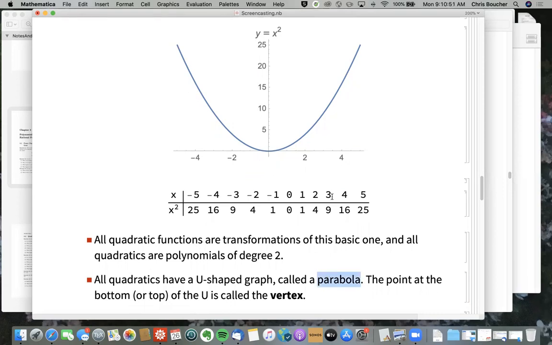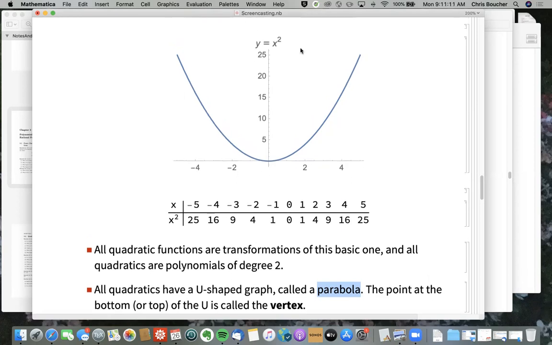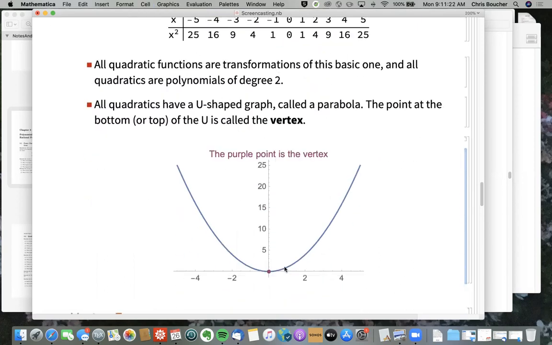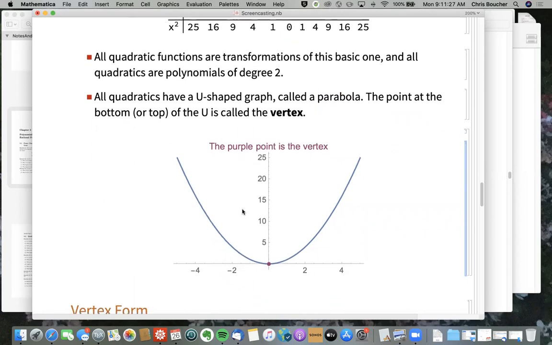It's called a parabola, so that's a technical term for this kind of graph. And it has one special point, and that's the point where the U changes direction, where my arrow is right now. So that's either the bottom or the top of the U, depending on what parabola you're talking about. And that point's called the vertex. So the vertex of this basic parabola, y equals x squared, is just the origin, the point (0, 0). Okay, so this is just a picture up above. The purple point is the vertex.